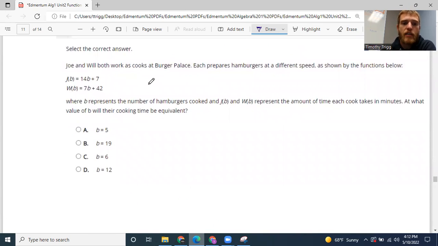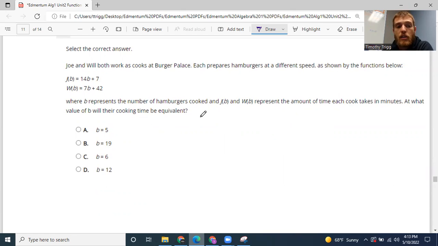Joe and Will both work as cooks at Burger Palace. Each prepares hamburgers at a different speed as shown by the functions below. So Joe prepares burgers according to this function, and then Will makes burgers according to this function, where B represents the number of hamburgers cooked, and J of B and W of B represent the amount of time each cook takes in minutes. At what value of B will the cooking time be equivalent?